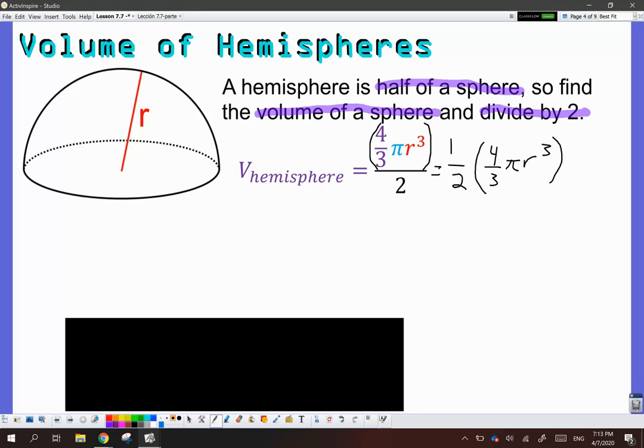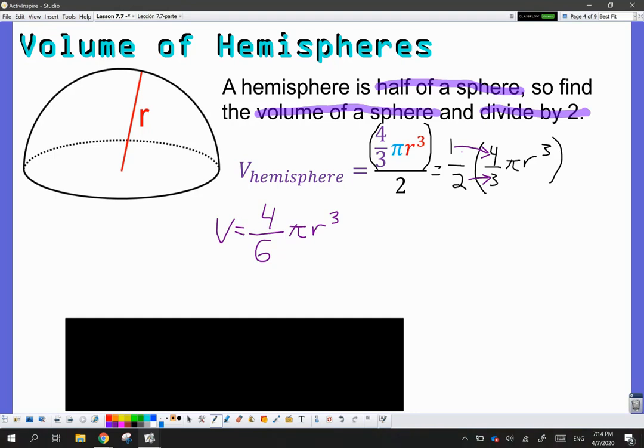Now the two fractions that I have at the top in the front, I can multiply these two fractions. I don't have to worry about the pi and the radius cubed. When I multiply fractions, remember, we're multiplying the top with the top, and the bottom with the bottom. So I get 1 times 4, which is 4, 2 times 3, which is 6, and then I write the rest of this, pi r cubed. And so that's the volume of the hemisphere.